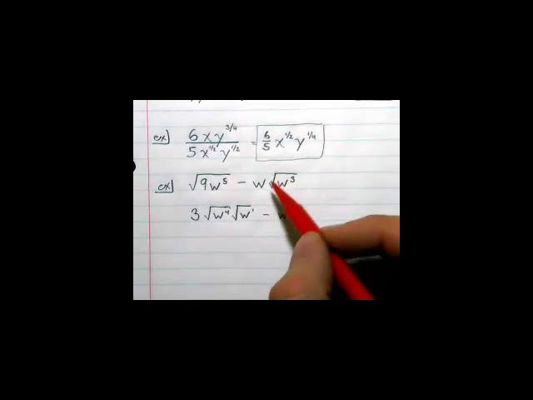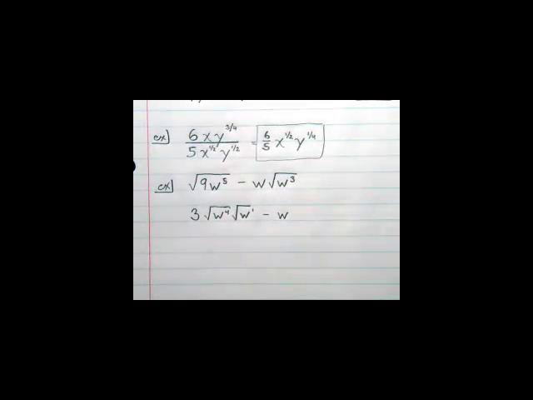Over here, square root of w to the 3rd. Can I take the square root of w to the 3rd? Because 3 is not divisible by 2, right? I could take out a w and make it a w squared and a w, right?